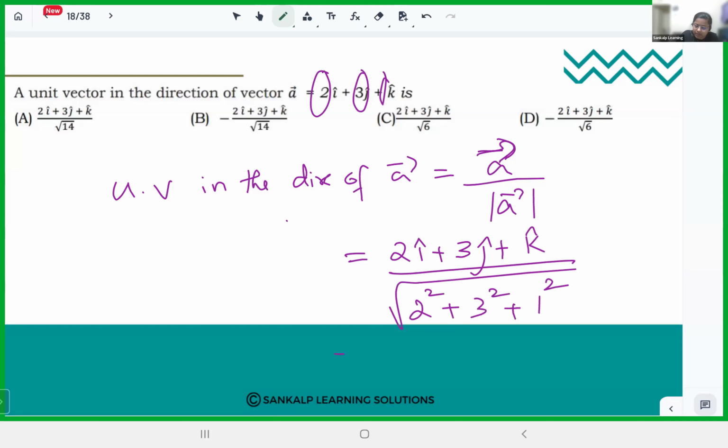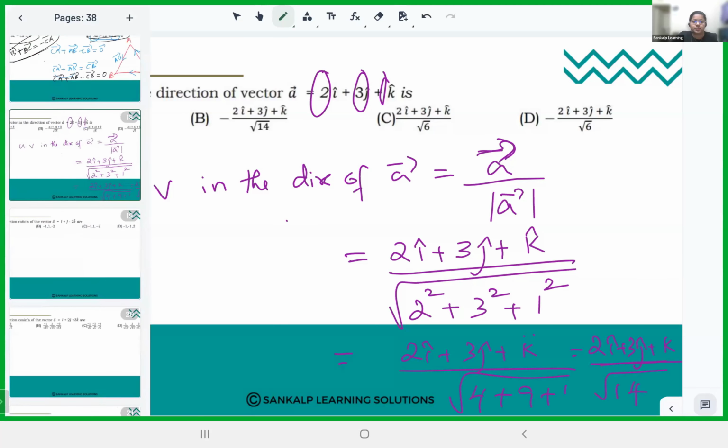It is 2i plus 3j plus k divided by root of 2 square is 4, isn't it? 4 plus 9 plus 1. So this is equal to 2i plus 3j plus k divided by root 14. Divided by root 14. Okay. I hope this question was clear to you all. Now we are moving on to the next question.